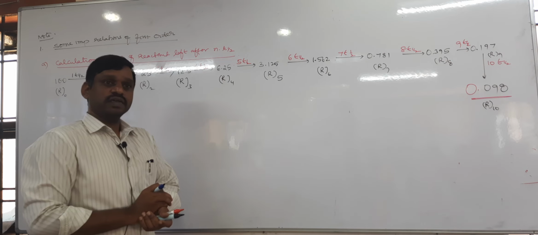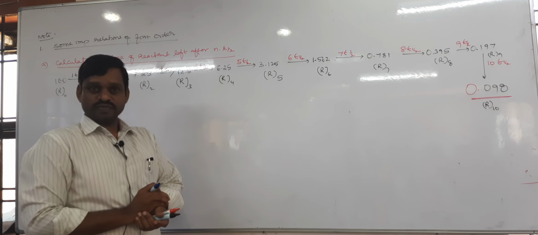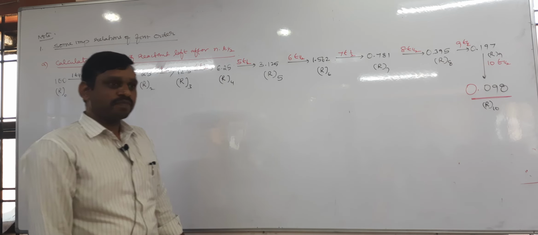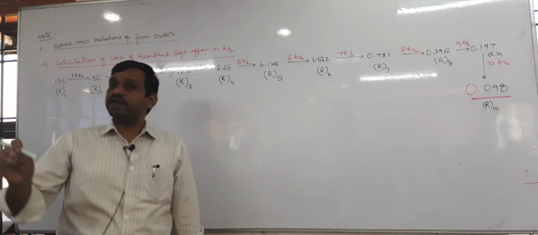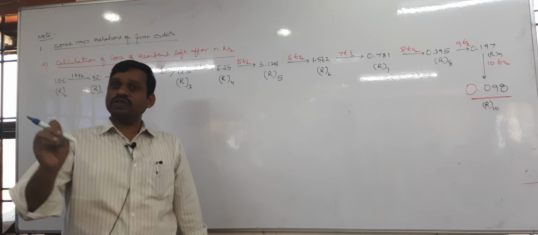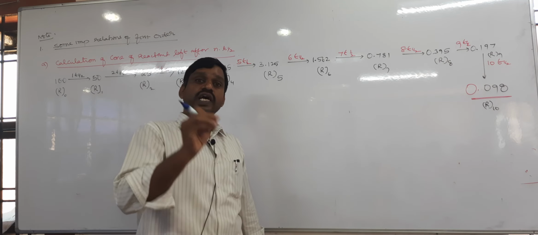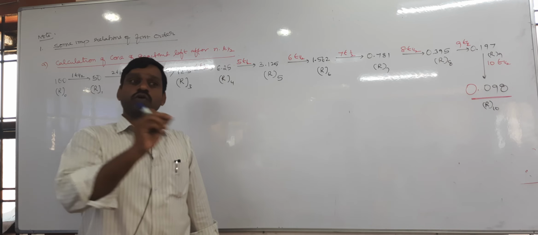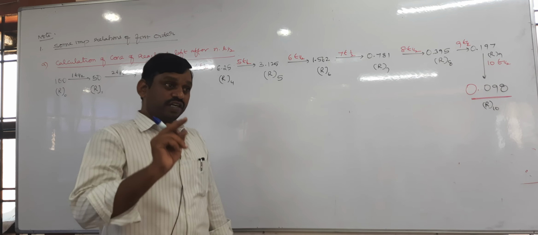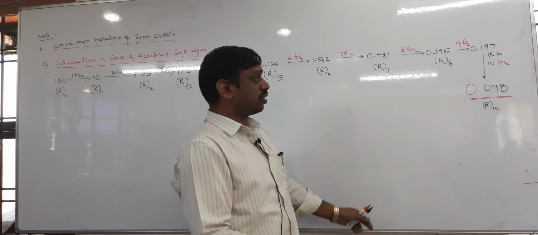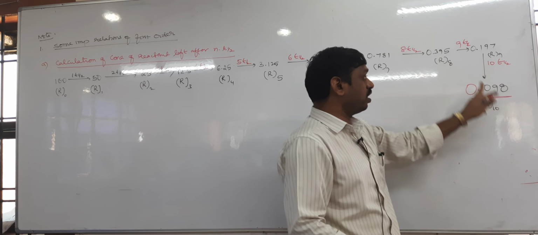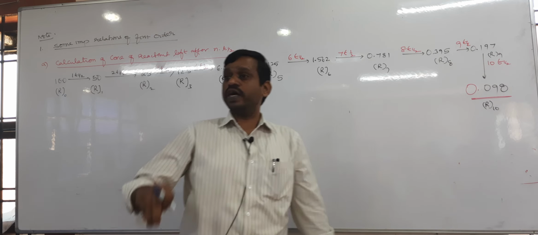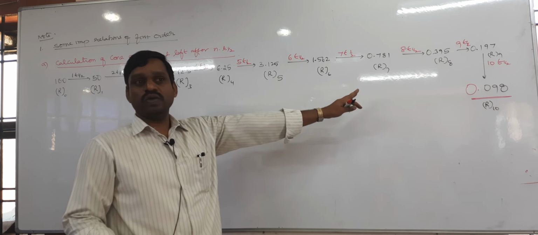How much time is required to reduce the concentration of reactant to 0.098 if the reaction follows first order kinetics and t half equals 5 minutes? To reduce to 0.098, we need to understand how many t half are required. It is 10 t half, so 5 into 10, 50 minutes. So that is the time required to reduce the concentration, and t half will be given.